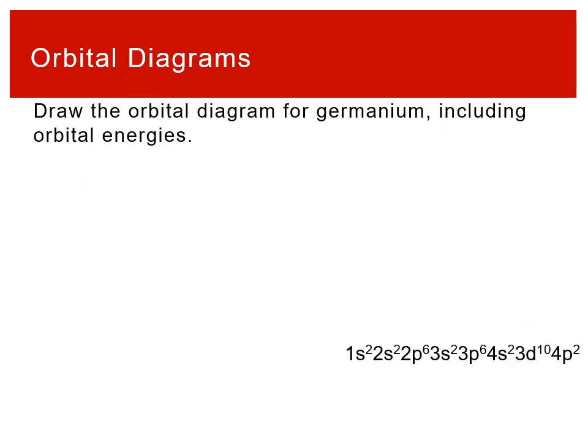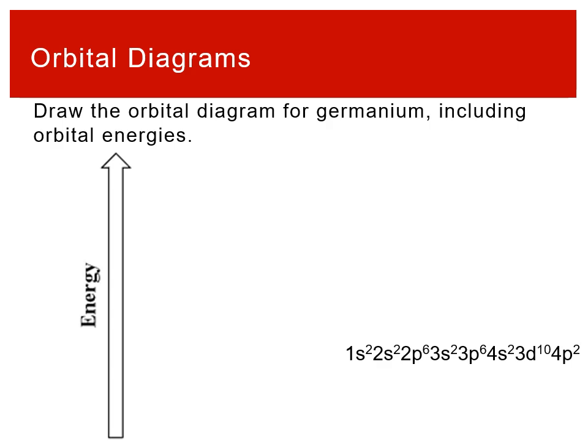So let's draw the orbital diagram for germanium, including the orbital energies. It's always a good idea to start with that standard configuration to figure out your baseline of where you're going. Draw your energy scale. We're starting at the bottom, going up. We know that 4p, again, has to be the highest. We can use that information from the periodic table. 4p has to be my highest energy.